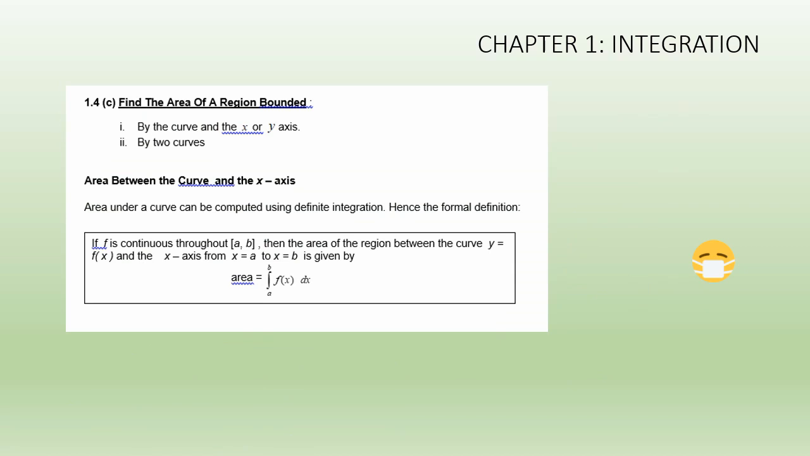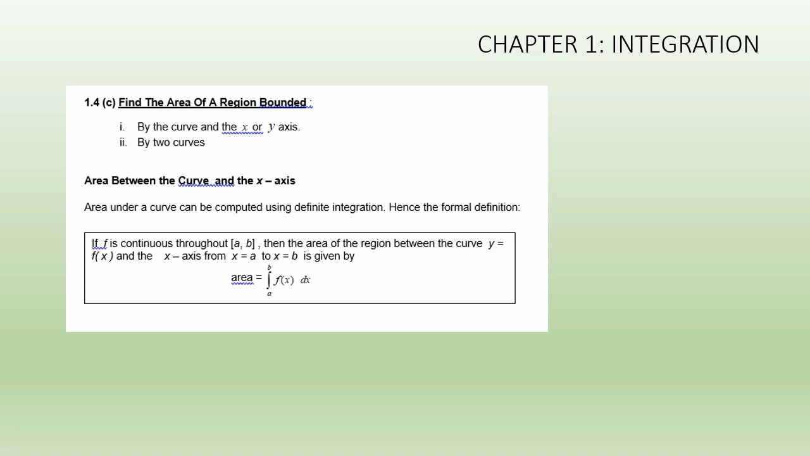Definite integral can be used to find the area of a bounded region. So first, look at the area between the curve and the x-axis. Area under a curve can be computed using definite integration.